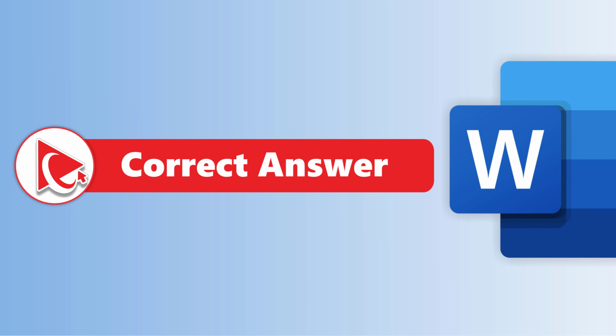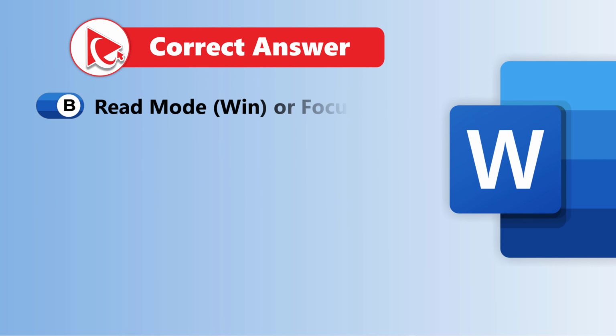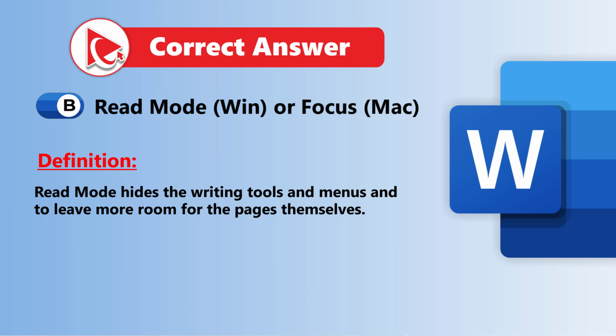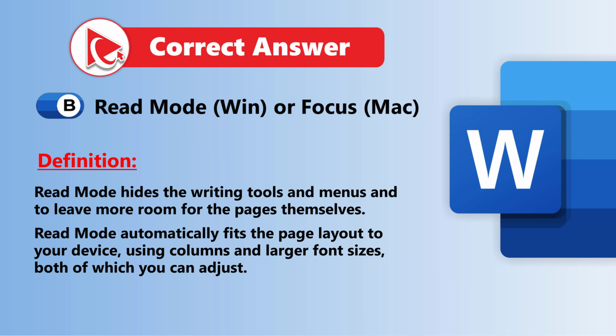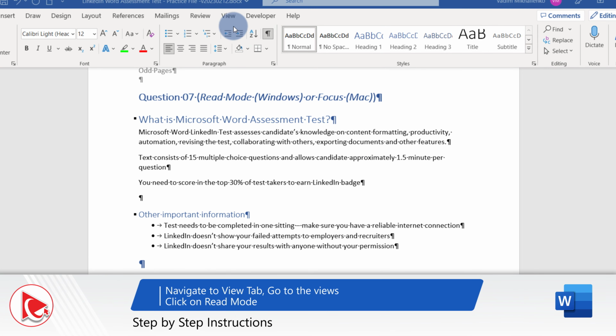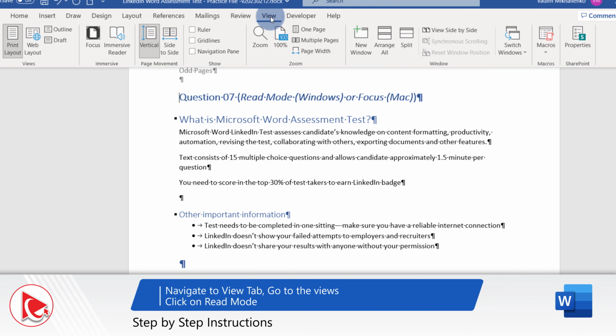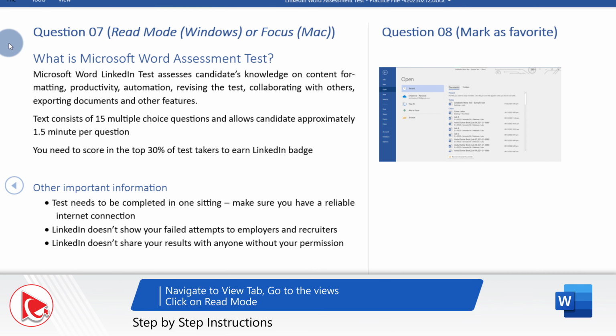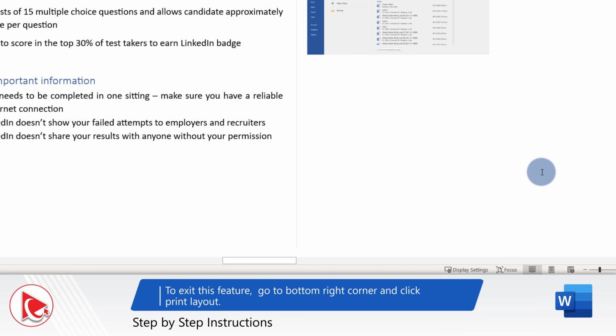I believe the correct answer is choice B, Read Mode on Windows and Focus Mode on Mac. Read Mode hides the writing tools and menus and leaves more room for the pages themselves. Read Mode automatically fits the page layout on your device using columns and larger font sizes, both of which you can adjust. To access this feature, you need to navigate to the View tab, go to Views, and then click on Read Mode. To exit this feature, you can go back to Print Layout in the bottom right corner of the document.